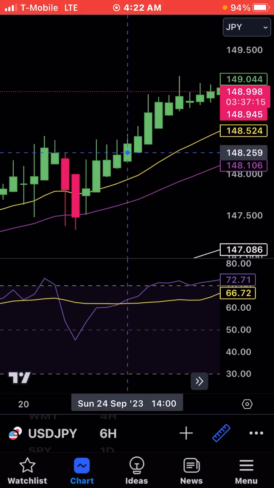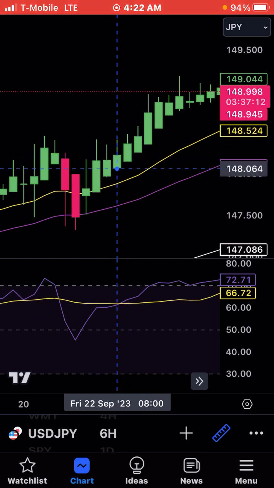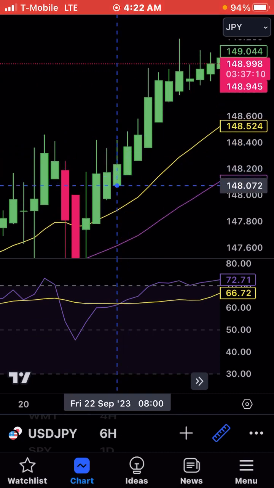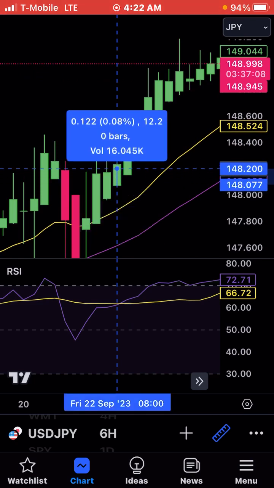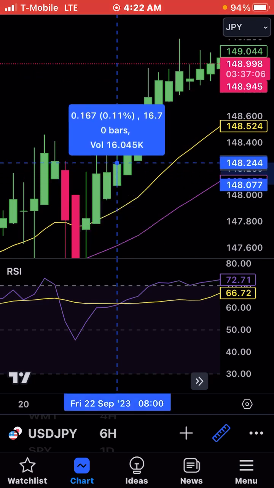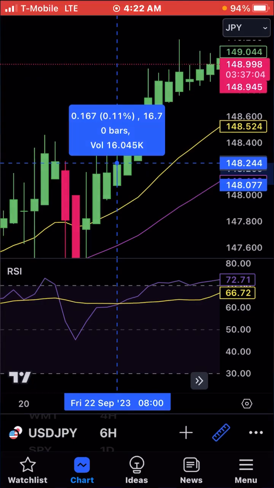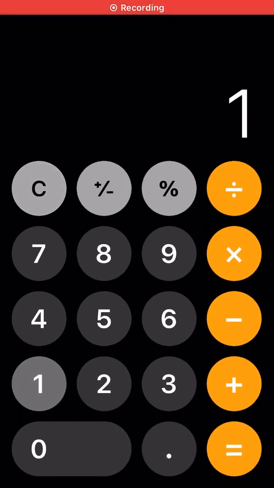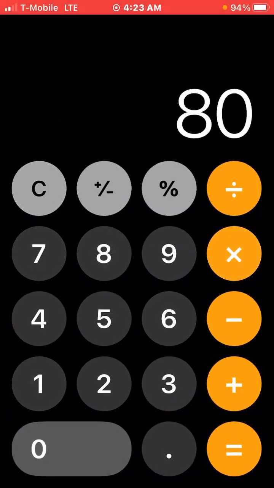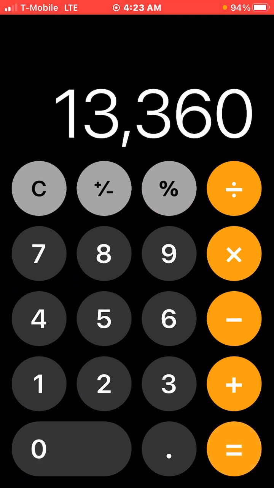So we would ride this next candle right here. This will be our next entry. We ride this candle here to here. This is a 167 pip move. If you're doing $80 lot size, this is 13,360. So these are weeks apart.